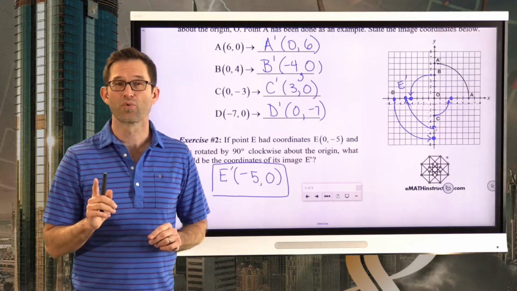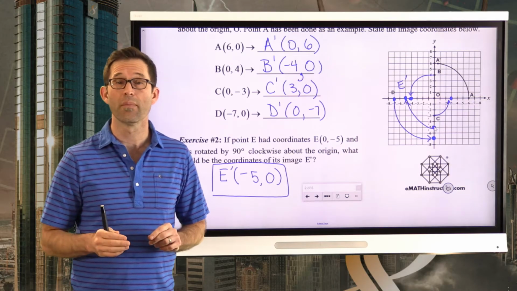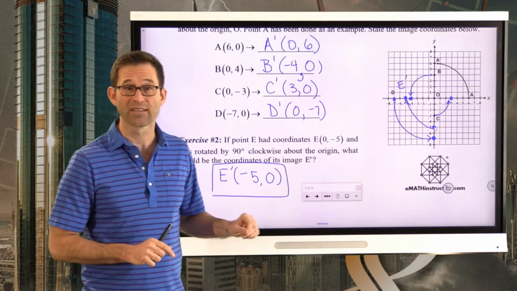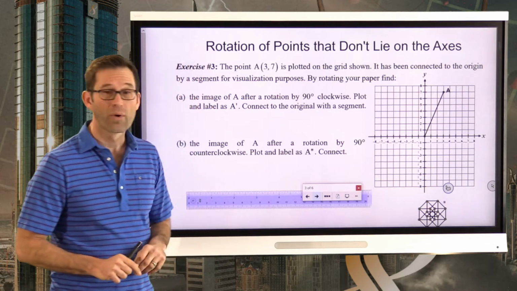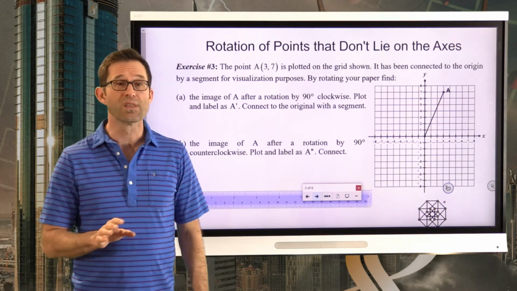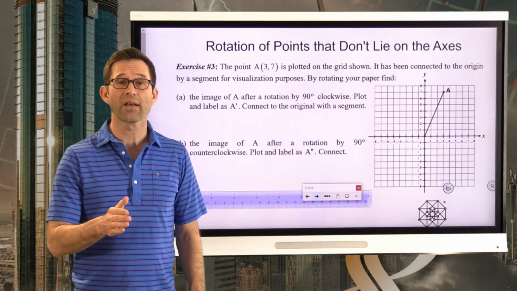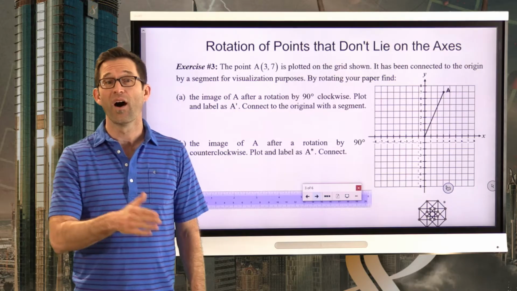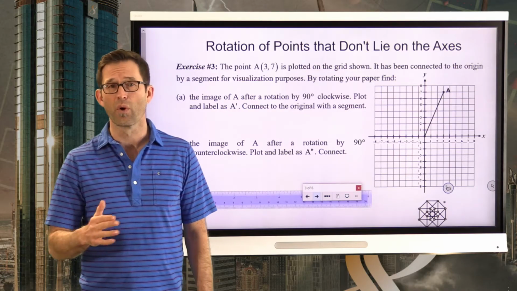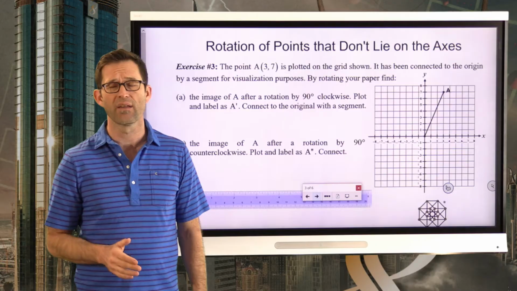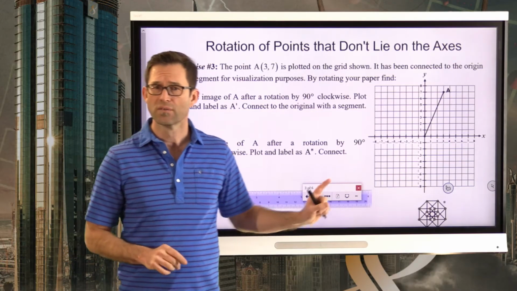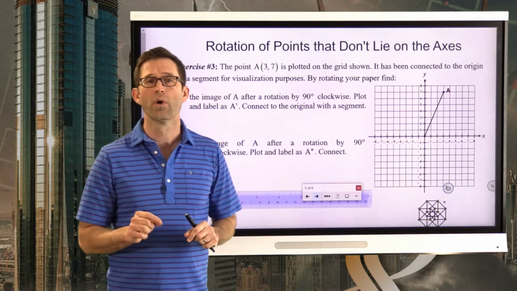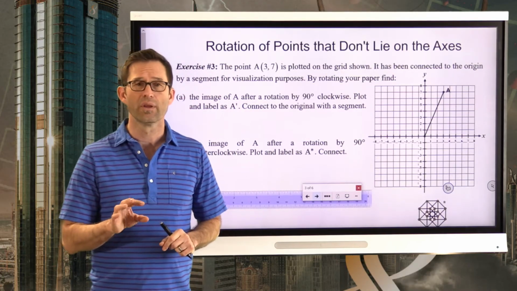Now we have to attack the trickier part, which is what happens when we rotate points that aren't just sitting on those axes. So let's get into that next. One of the things that made the last problem easy is that all the pre-image points either started on the x or the y-axis, so when we rotated them by 90 degrees, they ended up on the other axis. So if they started on the y-axis and we rotated 90 degrees, they ended up on the x-axis and vice versa. But now we're going to take a look, starting with the point A (3, 7), and we're going to see what happens when we rotate that point by 90 degrees in either direction.